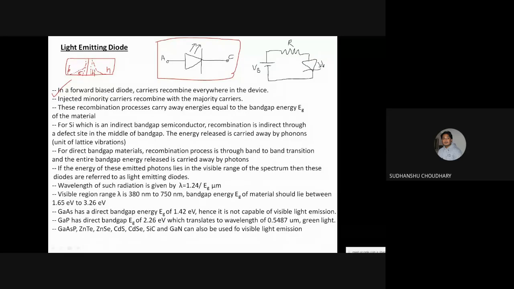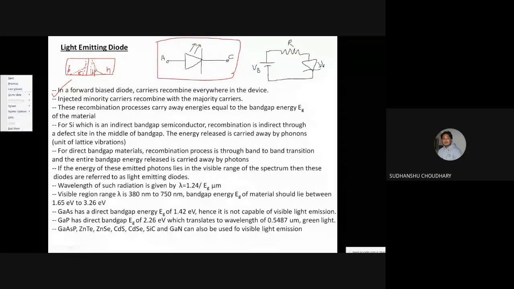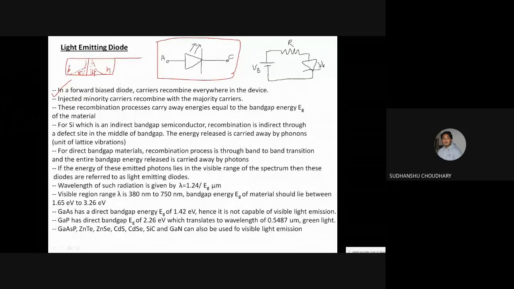Now these minority carriers which are injected into the n and p regions recombine as they diffuse further. And if the length of this region is very large, maybe 4 or 5 times larger than the diffusion length of the carriers, then all of them will recombine and none of them will reach the electrode. So that is why we commented that the diode should be short in length.